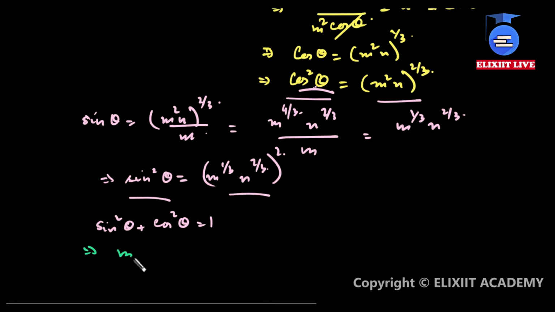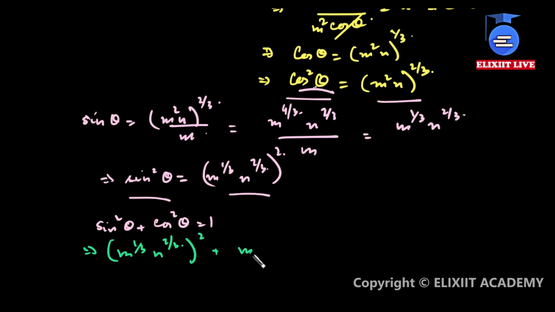So we have (m to the power 1 by 3, n to the power 2 by 3) whole square, plus cos square theta, which is (m square n) whole to the power 2 by 3, equals 1. Now you just need to simplify this thing. You can further simplify if you want.